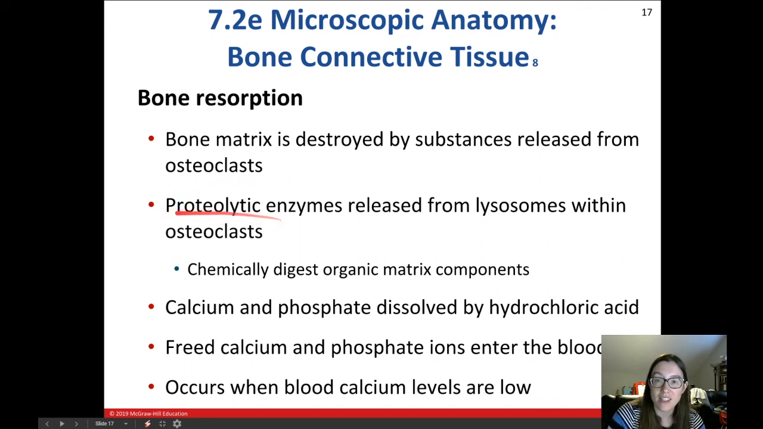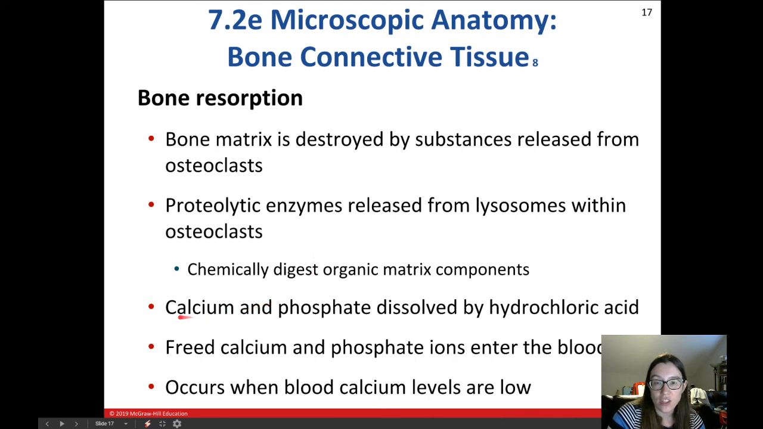And remember, we have these proteolytic enzymes, and they're going to break down the proteins, they're going to break down the collagen, and are released from the lysosomes within the osteoclasts. They're going to chemically digest the organic matrix components, so the organic things: the collagen, the proteoglycans, and the glycoproteins are going to be chemically digested by those lysosomes. And that's going to be in that resorption lacuna. Remember, we said the osteoclasts are kind of spitting out what you can think of as acid, but it's really just proteolytic enzymes in order to dissolve the bone. And so we're dissolving the organic components of bone.